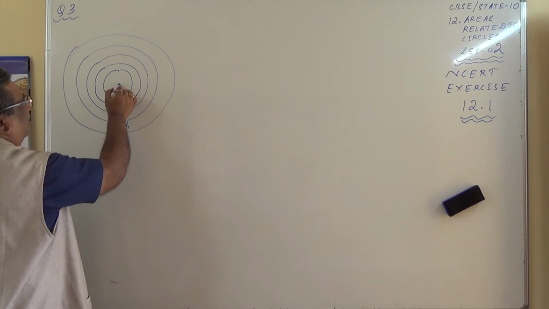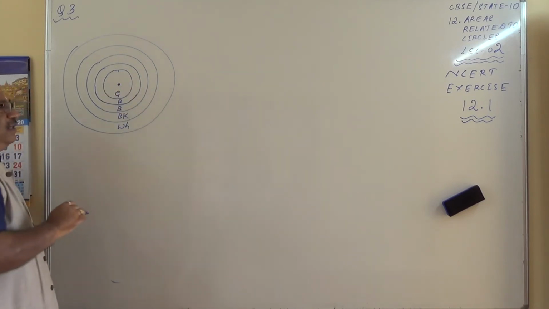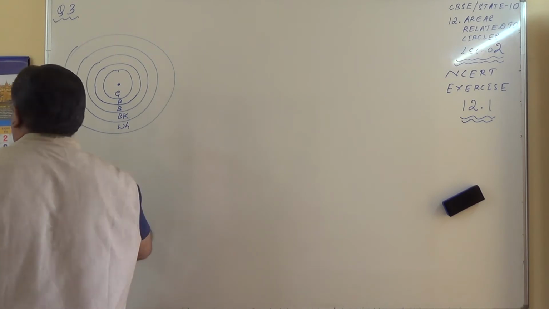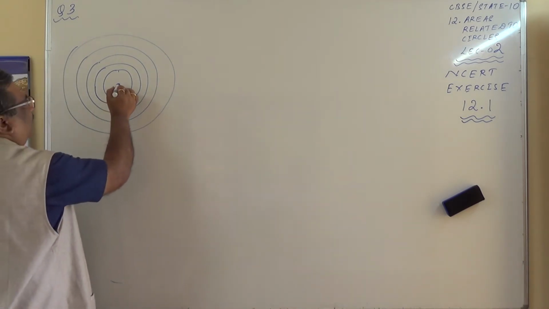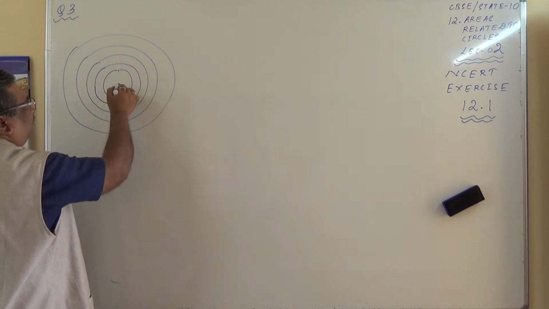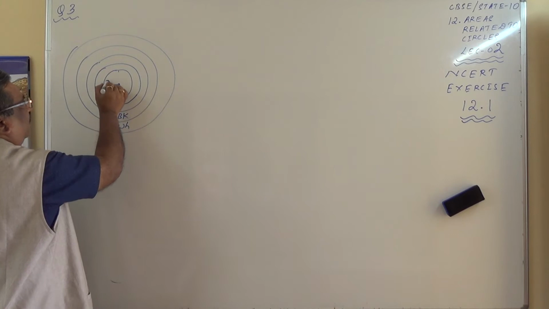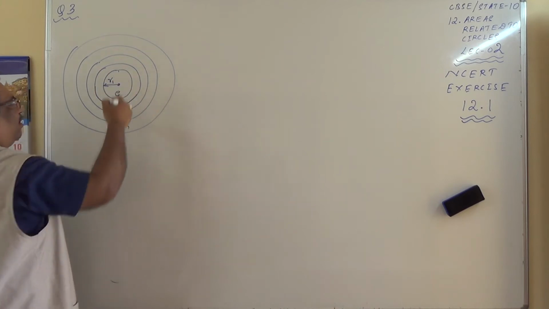So what is the diameter of the gold region? Diameter of the gold region is given as 21 centimeter. So let me mark the radii of different regions here. Let this be R1. I hope you are able to see, or the camera can be brought near this one.